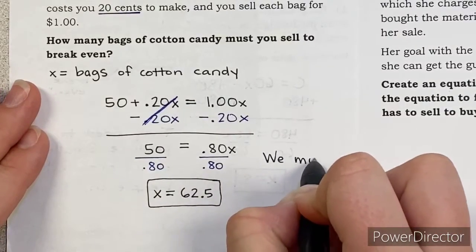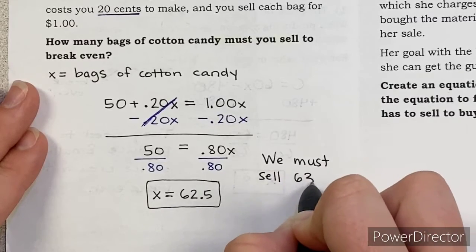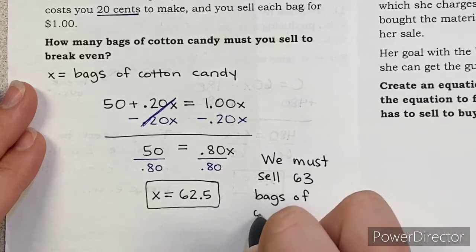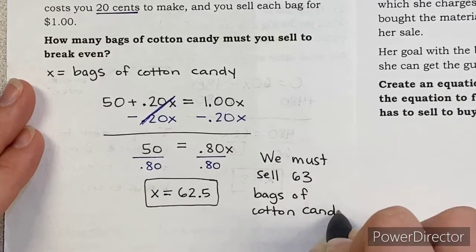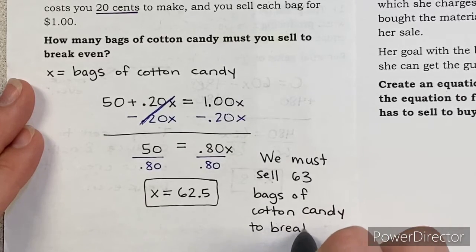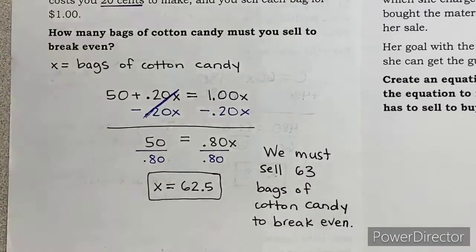So we must sell 63 bags of cotton candy to break even.